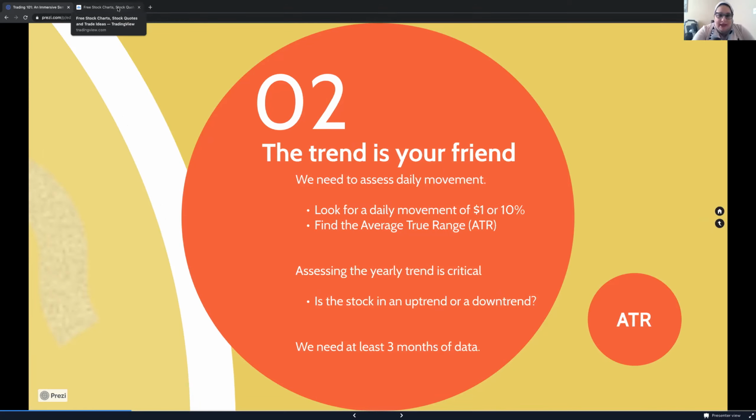Honestly, this is probably one of the only indicators that I'm even going to talk about today. And the other thing I want to show you is, when I learned this, I had a really hard time figuring out where the average true range was. It was not a simple Google search. I struggled with figuring it out.